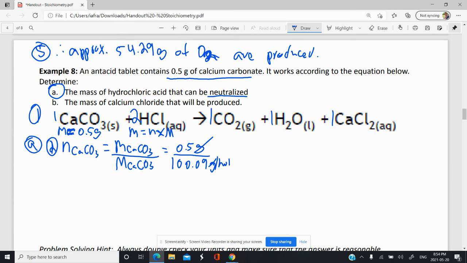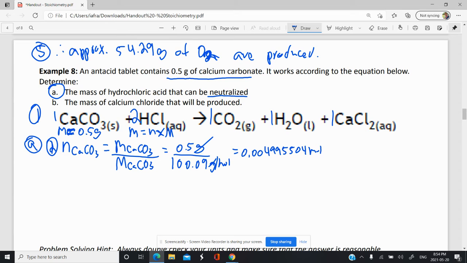Grams per mole, like that. And we're left with moles at the end. So we got 0.5 divided by that answer there. Then we get 0.0049955504, and that would be moles. Great, so we have that.